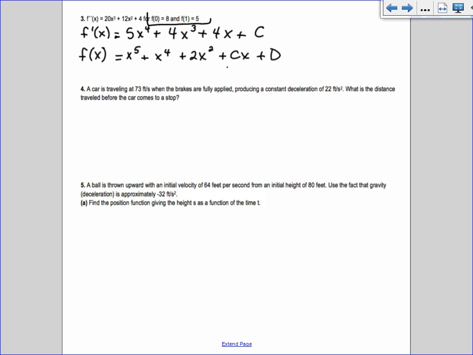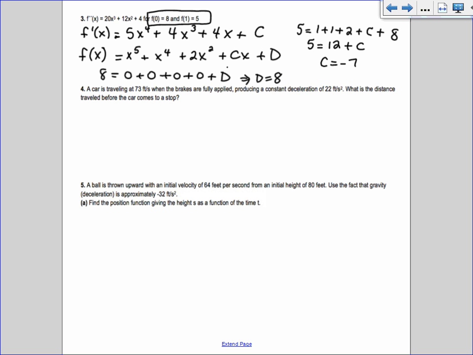Okay, so now I have 2 things. I have f of 0 equals 8, and I have f of 1 equals 5. So when I plug in 0, I get 8. So I have 8 equals 0 plus 0 plus 0 plus 0 plus d. So right away I get d equals 8. And then f of 1 equals 5. So I'm going to have 1 plus 1 plus 2 plus c plus 8, right? D was 8. So I have 5 equals 4 plus 8, so 12 plus c, so c equals -7.